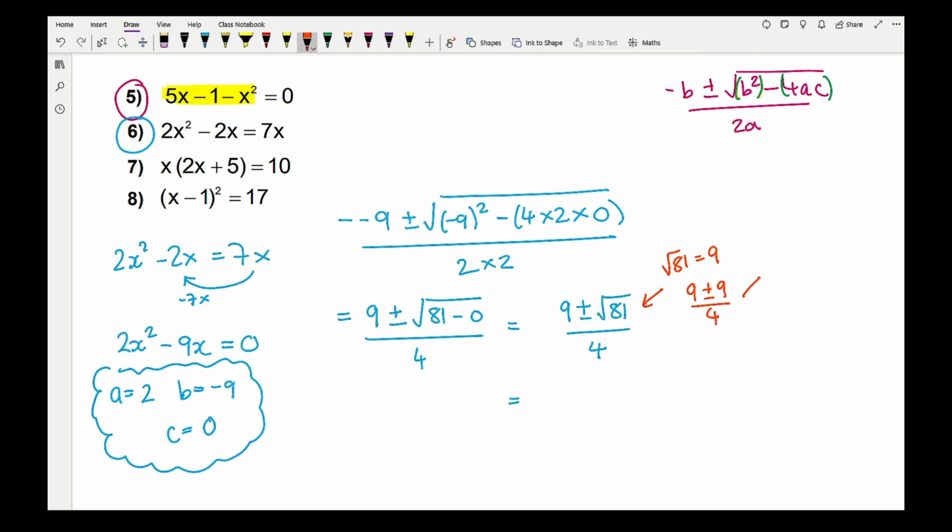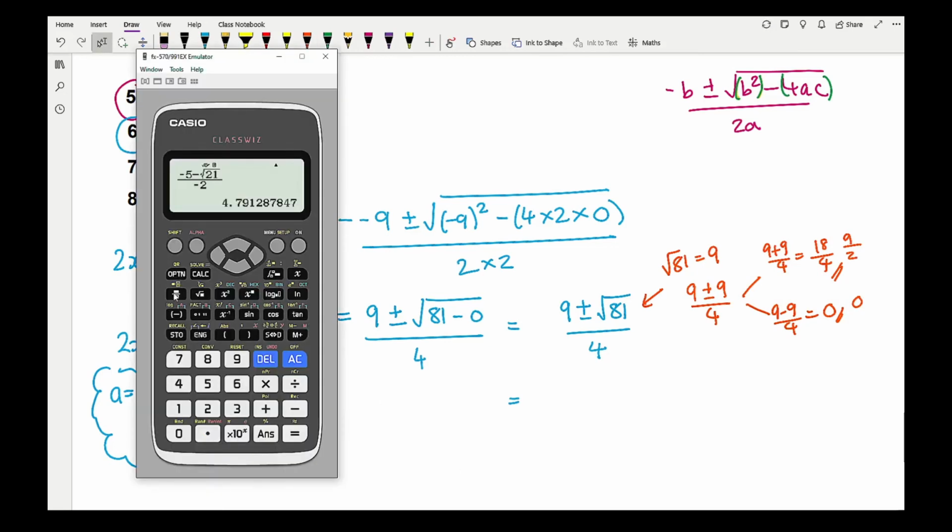So one answer will be 9 plus 9 divided by 4, which is 18 over 4. And the other answer is going to be 9 minus 9 divided by 4, which is going to give me 0. And there are my two possible answers. So that's going to be 9 over 2 and 0. Now again, if I type this into my calculator, I should get the exact same answers. So let's just double check.